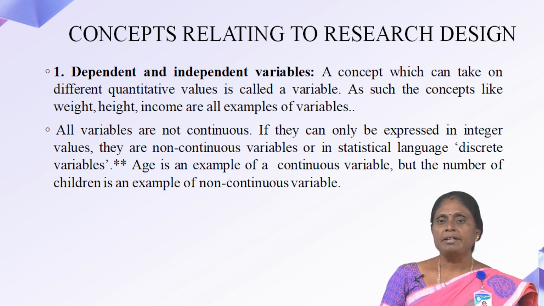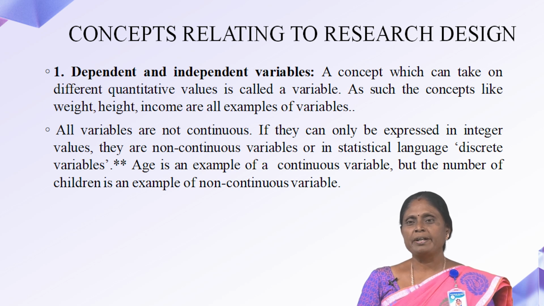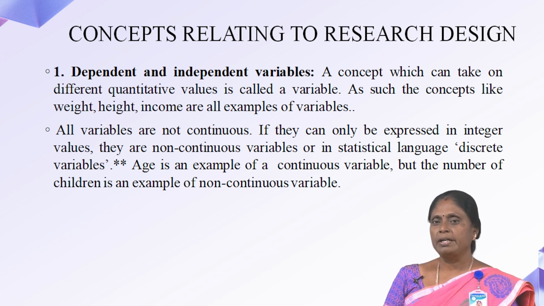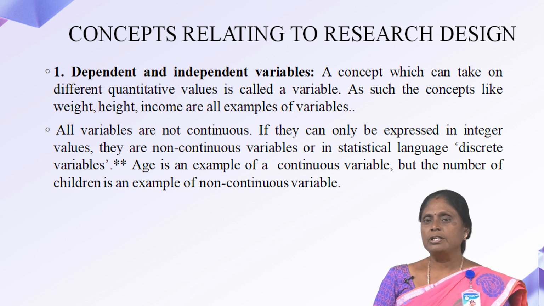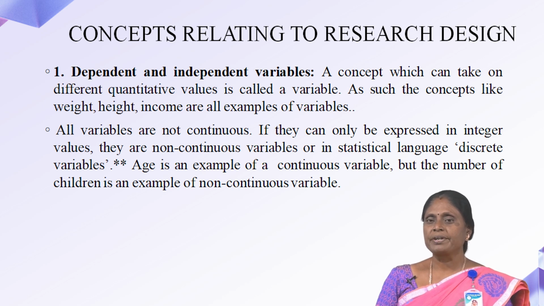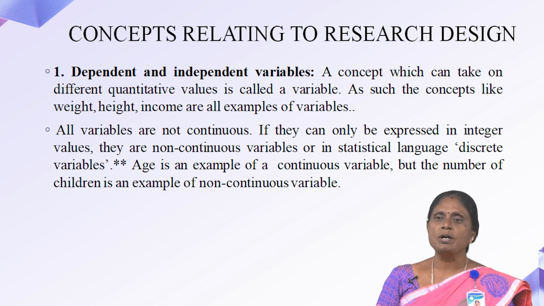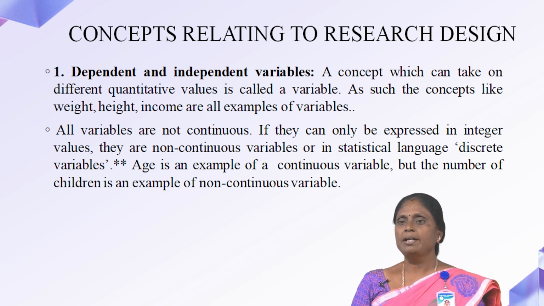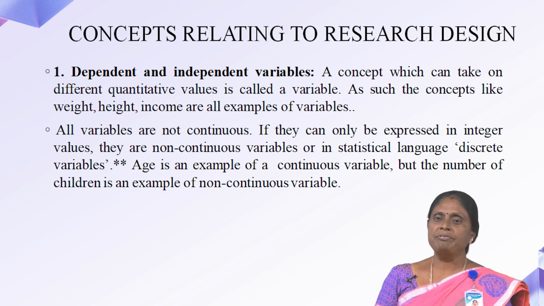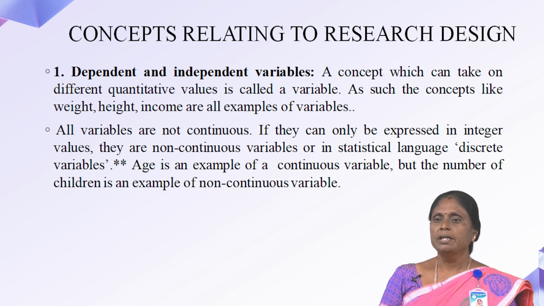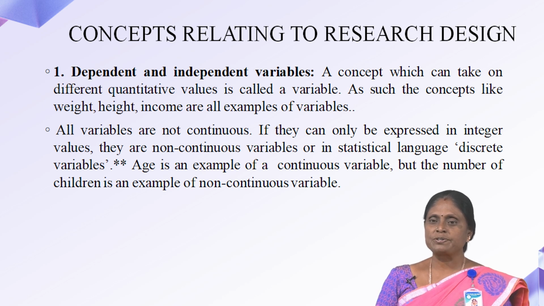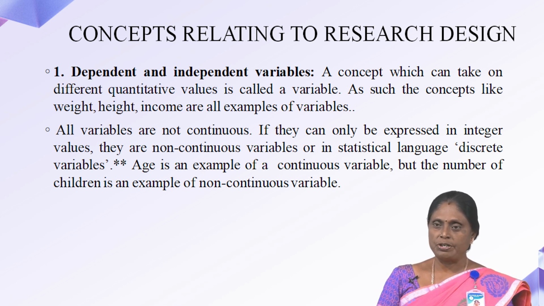Next, what are the concepts relating to research design? There are different concepts. The first one, dependent and independent variables. A concept which can take on different quantitative values is called a variable. Concepts like weight, height and income are all examples of variables. Qualitative phenomena are the attributes, which can also be quantified based on the presence or absence of the concerned attribute.